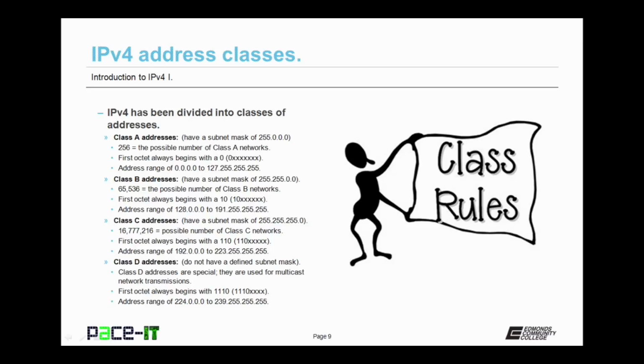Now we're almost done, but let's talk about Class D addresses. Now these do not have a defined subnet mask. That's because they are a special class of addresses. Specifically, they're used for multicast network transmissions. The first octet on the left always begins with a 1110. So the first four bits of that left octet are always 1110. It has a possible address range of 224.0.0.0 up to 239.255.255.255.